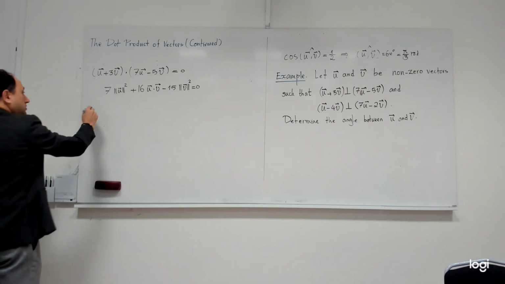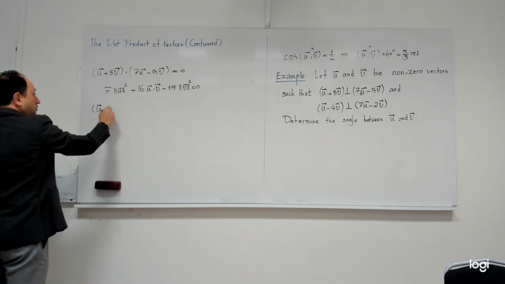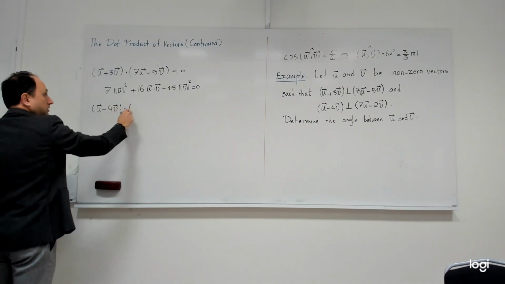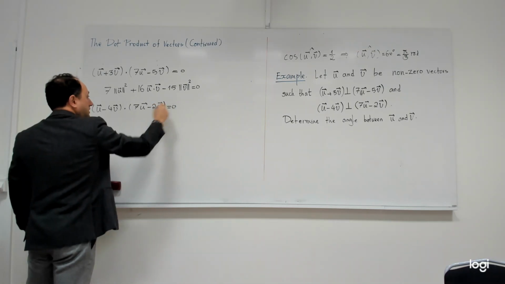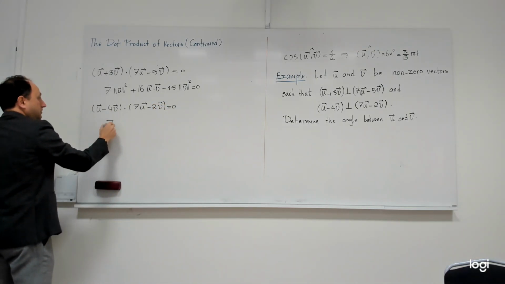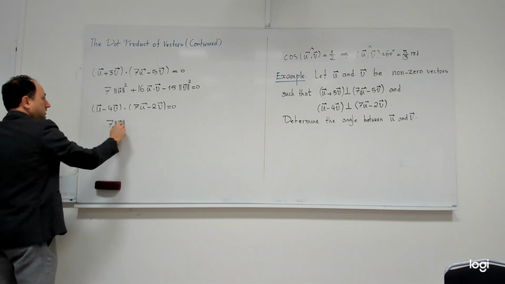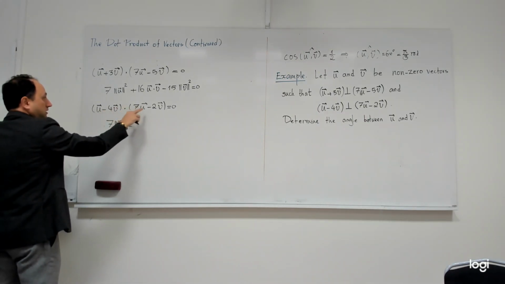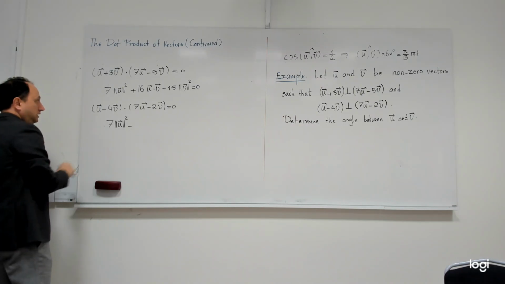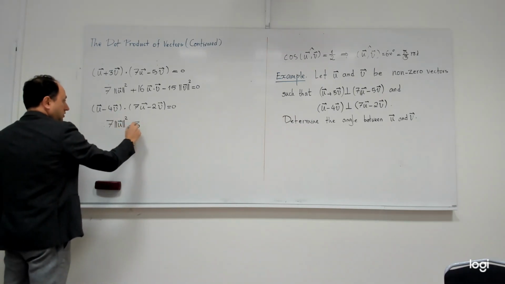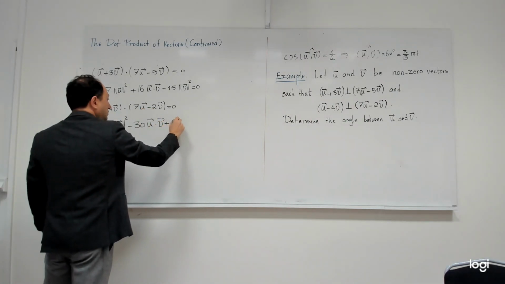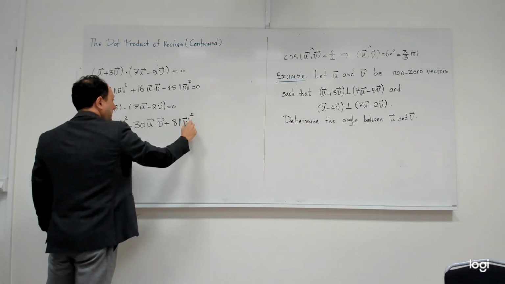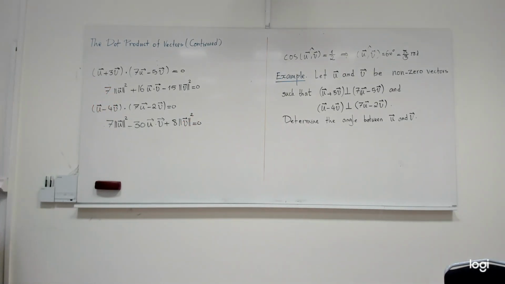Another one is that u minus 4v has dot product with 7u minus 2v, and this is also 0. This gives me 7 norm of u squared minus 2 u dot v, minus 28 u dot v, so correct me if I'm doing something wrong, and then plus 8 norm of v squared, yes? Am I right? Did you also get these numbers?